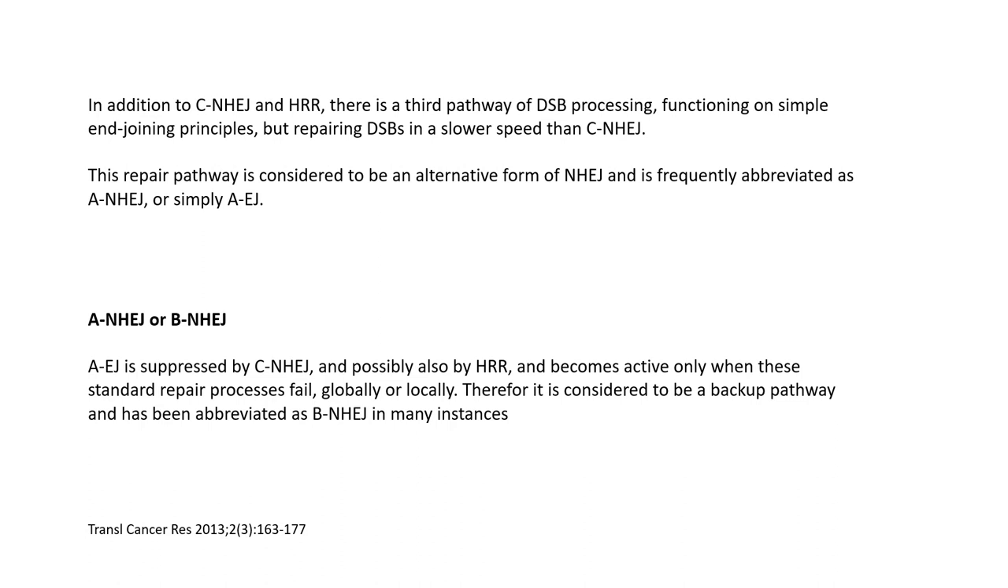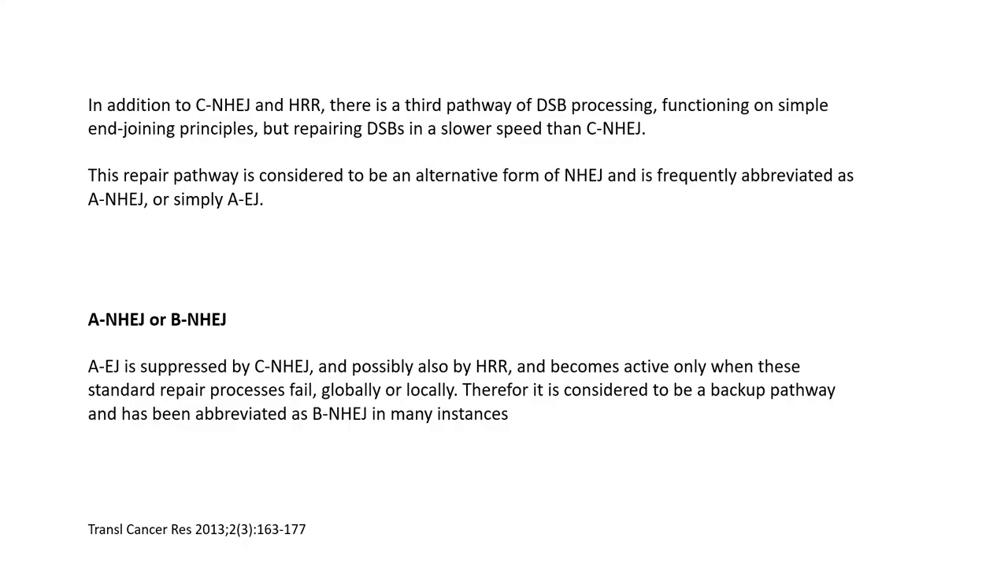A-NHEJ or Alt-EJ is suppressed by C-NHEJ. The conventional NHEJ will not allow the alternative NHEJ to operate, and it is also possibly suppressed by the homologous recombination repair pathway. It is the least preferred pathway because of the suppression by the other two pathways, and it becomes active only when the standard repair processes fail. The C-NHEJ and HRR fail to take care of the genome integrity.